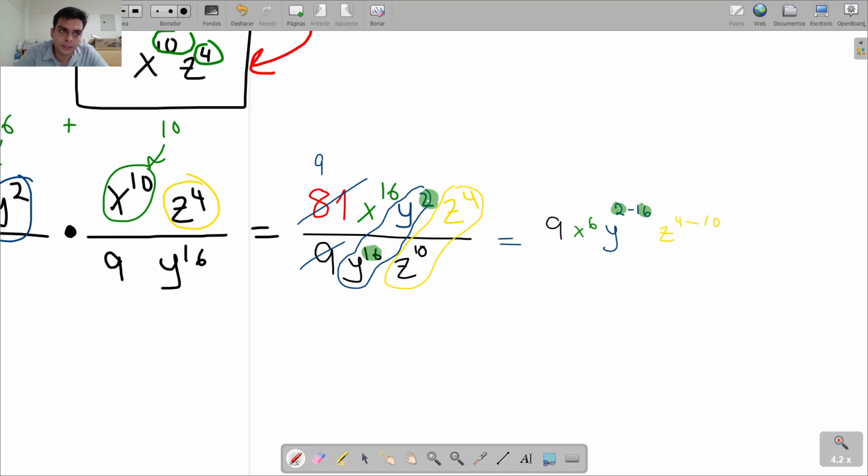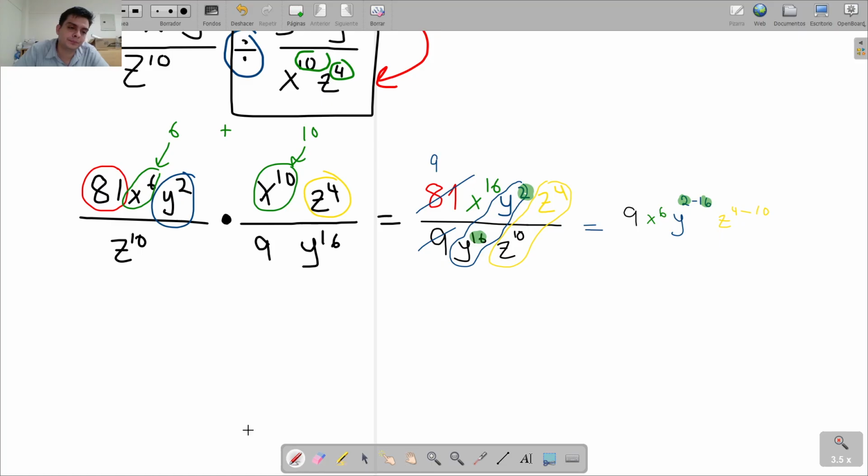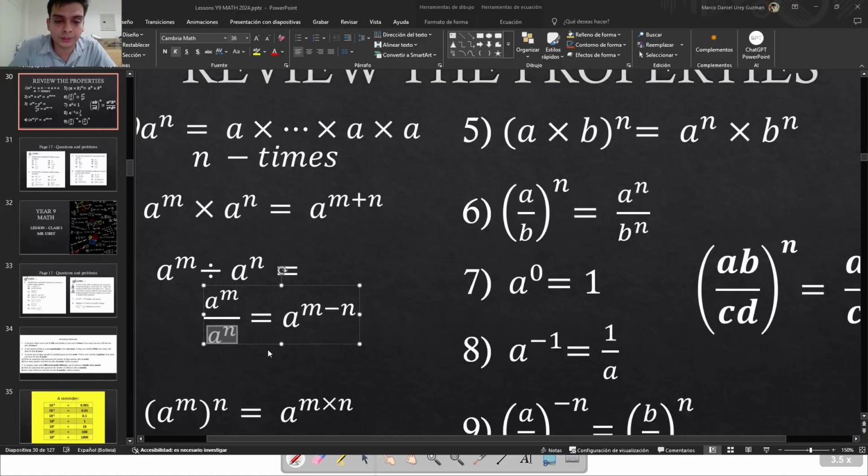So let's finish this exercise. As you may see, what do we have here? We have 9x to the power of 16, y to the power of 2 minus 16, which will be minus 14 if you put it in your calculator. z is going to be 4 minus 10, minus 6. Now, the last step is, please remember, negative exponents. I don't want negative exponents. In the exam, I will always ask you to leave your answer with positive exponents.